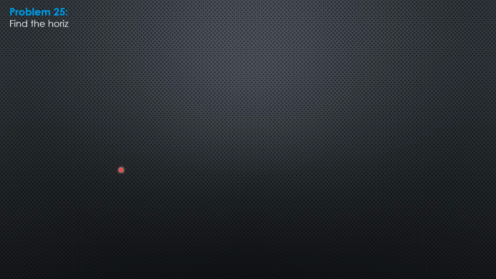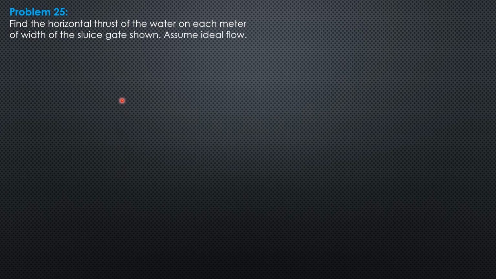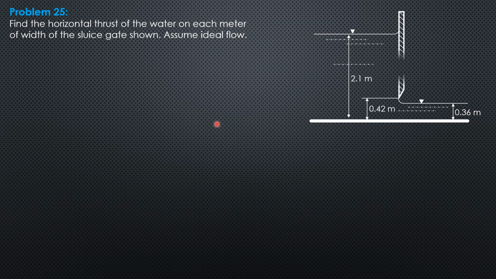Example 25. Find the horizontal thrust of the water on each meter of width of the sluice gate shown. Assume ideal flow. So this is the figure. This is the hydrostatic pressure diagram for the left section. Call the force F1 and the right section here F2. Then the force that will hold the sluice gate in place, R.